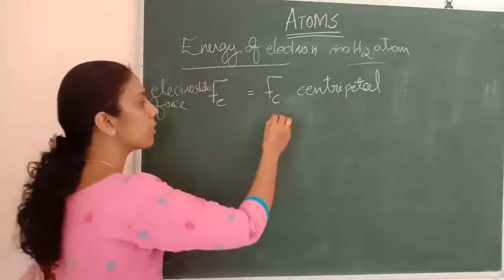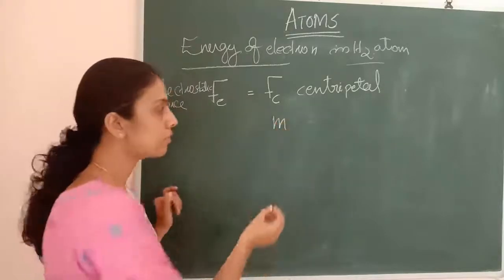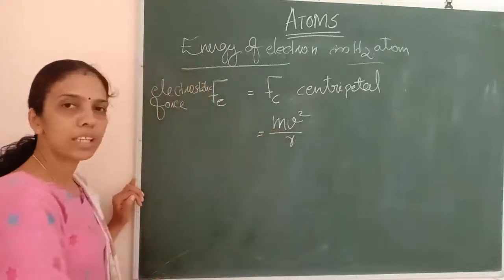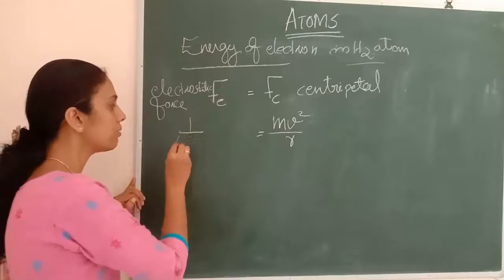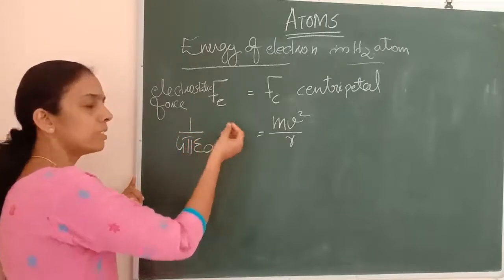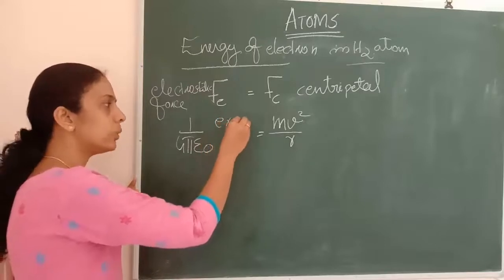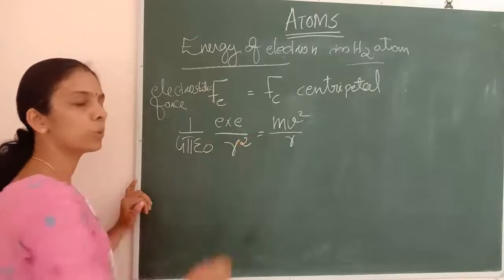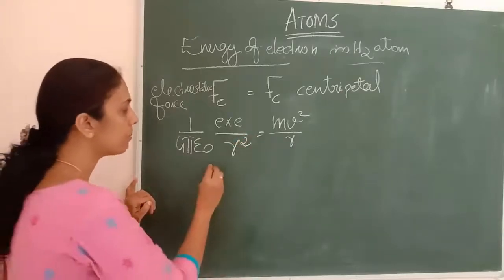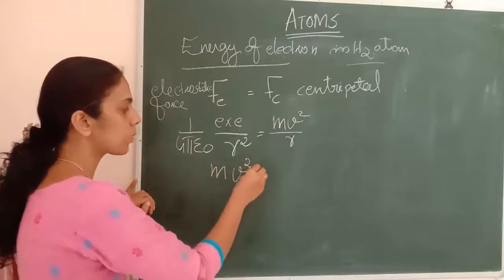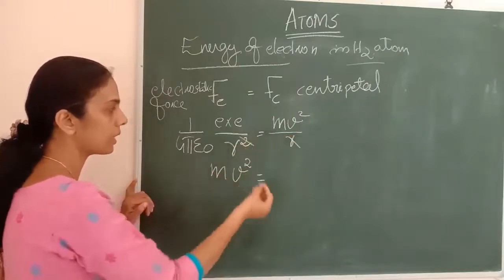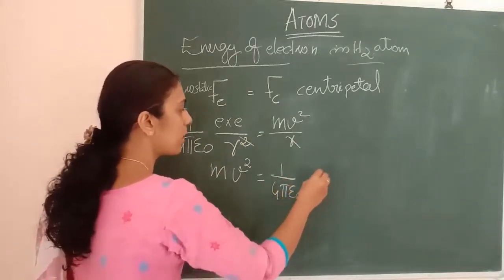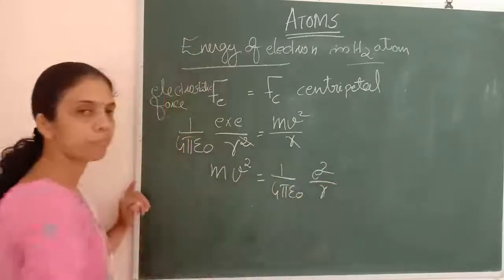Okay, so what is the formula for the centripetal force? mv square by r. That will be equal to the electrostatic force as per Coulomb's law: 1 by 4 pi epsilon 0 Q1 Q2 divided by r square. What are the charges? e only. So that is e square by r square. From this, we can write mv square equals, as one r and one r get cancelled, 1 by 4 pi epsilon 0 e square divided by r.